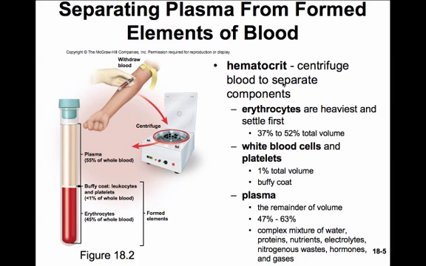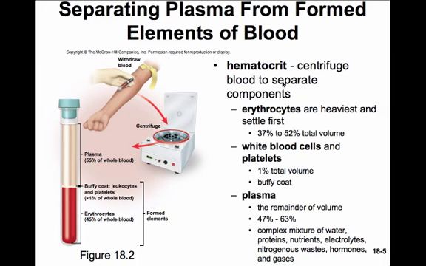The ratio of formed elements to plasma can be seen by taking a sample of the blood in a tube and spinning it for a few minutes in a centrifuge. This is called hematocrit measurement. The erythrocytes are the heaviest and they settle first, and they should be about 37 to 52% of the blood volume. The white blood cells and platelets are only about 1% of the total volume. They make up a narrow cream or buff-colored zone called the buffy coat, just above the red blood cells. The plasma is the remainder of the volume, so that's about 47 to 63%.